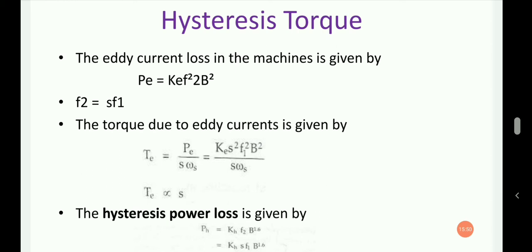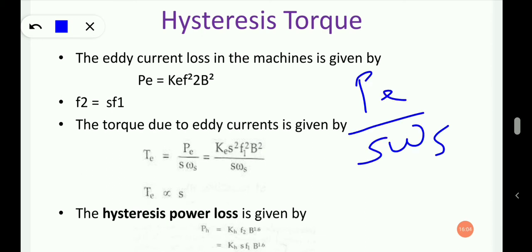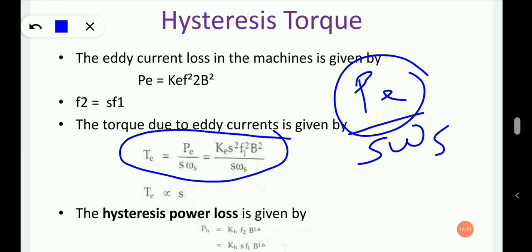The torque due to eddy currents is given by T equals P upon S into omega S, this expression. Then we know the value of P, that we have to substitute. So it is K into S square into F1 square into B square.